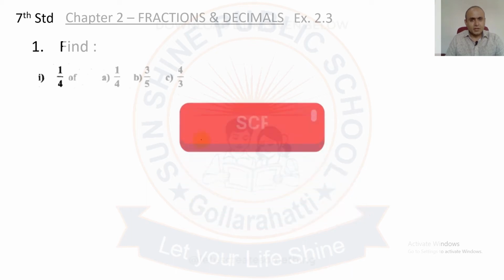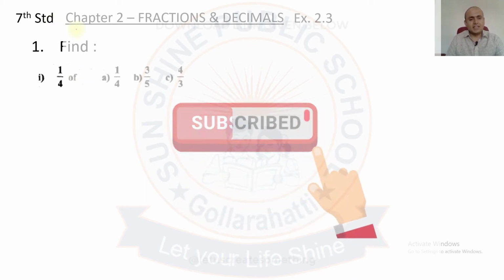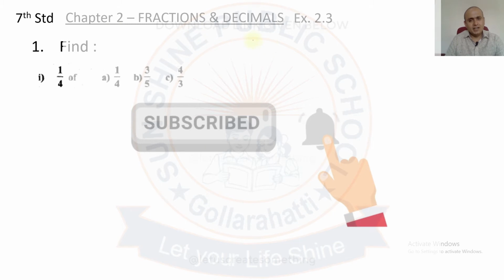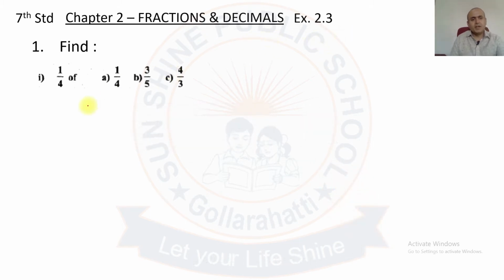Hello friends, today let us learn 7th standard chapter 2 fractions and decimals exercise 2.3. First question, find 1 by 4 of (A) 1 by 4, (B) 3 by 5 and (C) 4 by 3. So you have to find 1 by 4 of 1 by 4, 3 by 5 and 4 by 3.